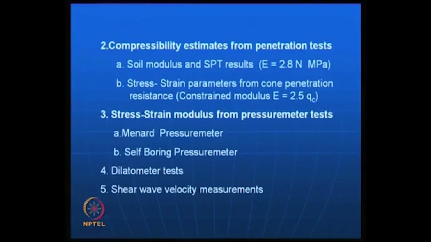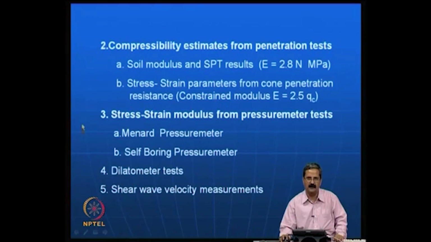So, there are two types of equipment here. One is called Menard's pressure meter, and the other one is a self boring pressure meter. The Menard's pressure meter is a very standard one which was developed in France, which people have used extensively, and it has some parameters. You get Young's modulus, you get limit pressure. Limit pressure is related to bearing capacity of soils.